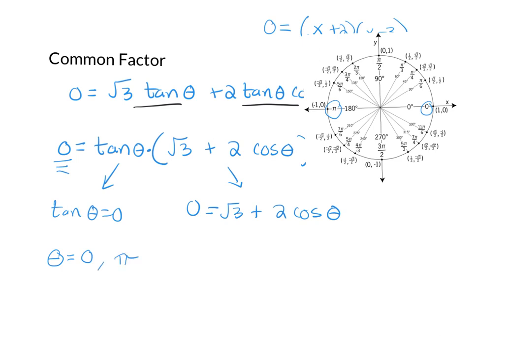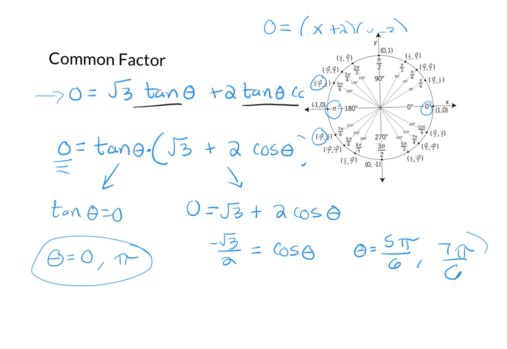Okay, let's finish solving this right one. I'm going to subtract square root of 3, divide by 2. So negative square root of 3 over 2, and this is cosine. So when is cosine negative square root of 3 over 2? That is at 5 pi over 6 and 7 pi over 6. We've had a lot of the pi over 6 ones in this lesson so far. So 5 pi over 6 and 7 pi over 6. So the original equation has 4 solutions.